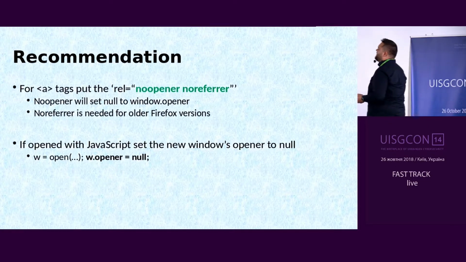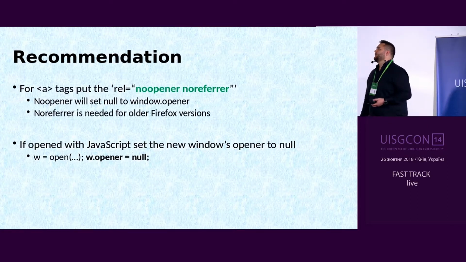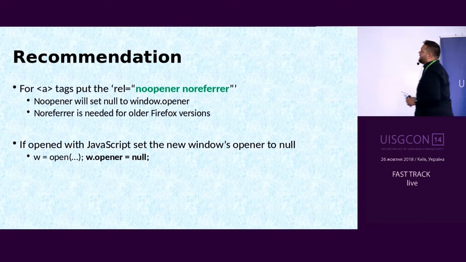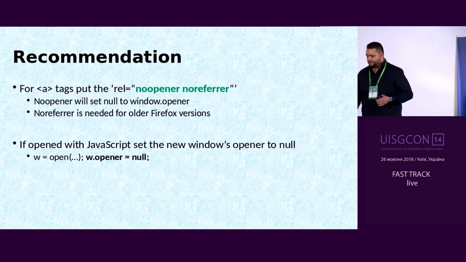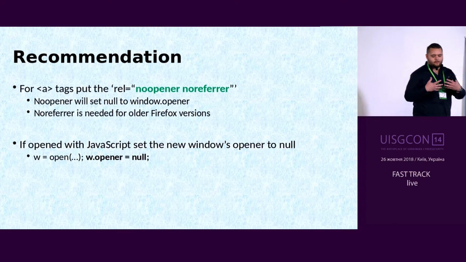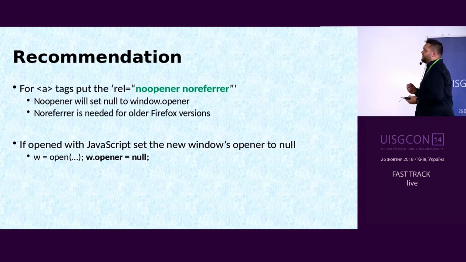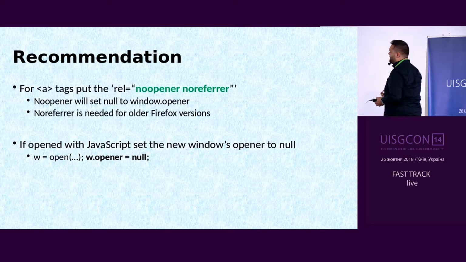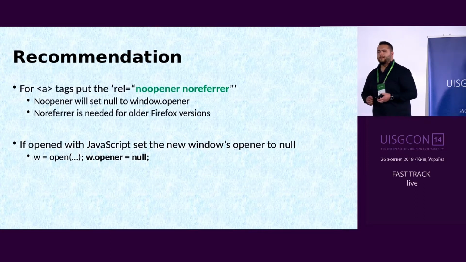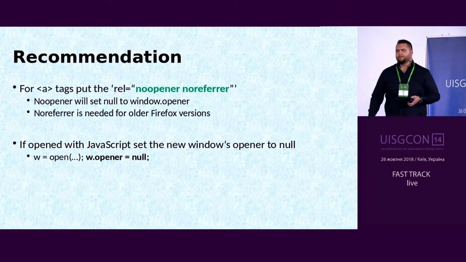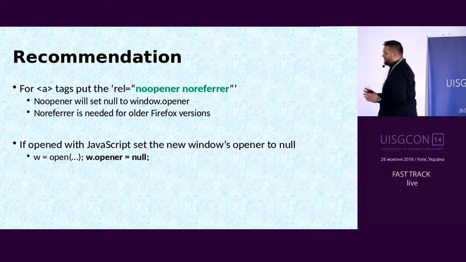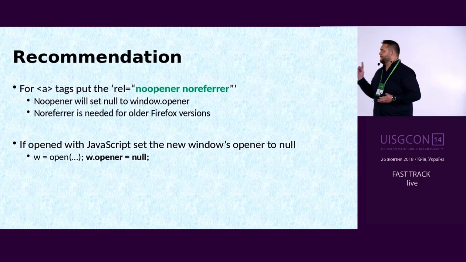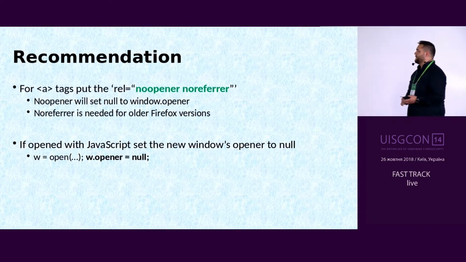So the mitigation for A tags is just to put noopener as a new attribute. Noopener cuts the communication stream, but it's not implemented in all the browsers. For example, older Firefox, if I remember right version 52, does not implement this. And it's quite new. For example, Kali Linux comes with this old Firefox by default.